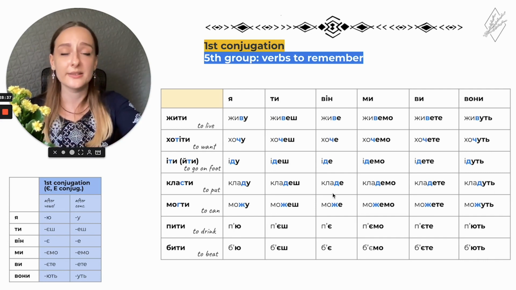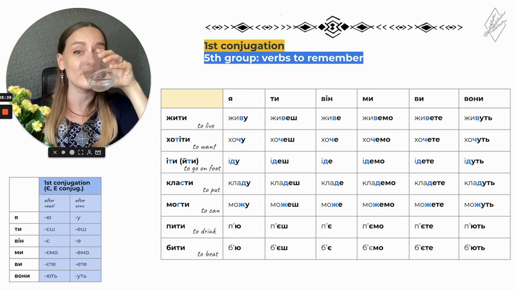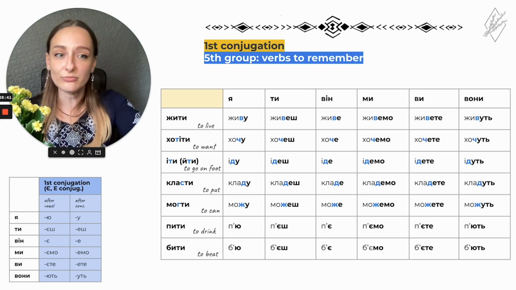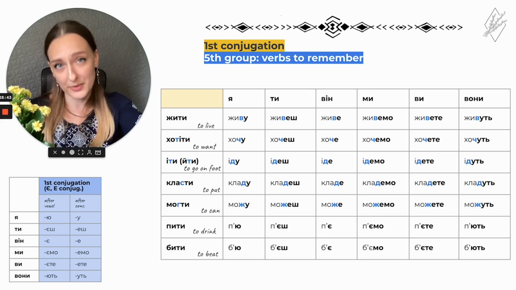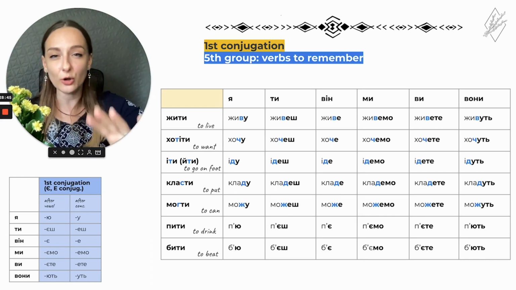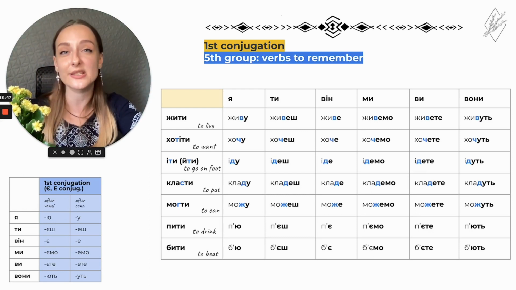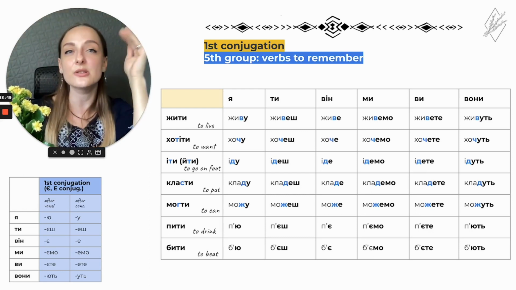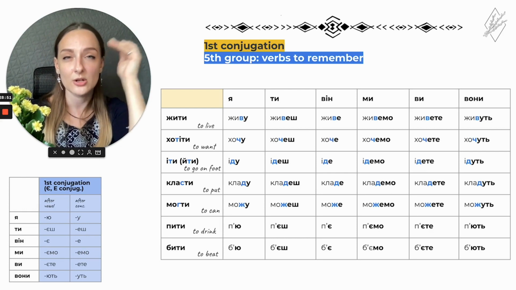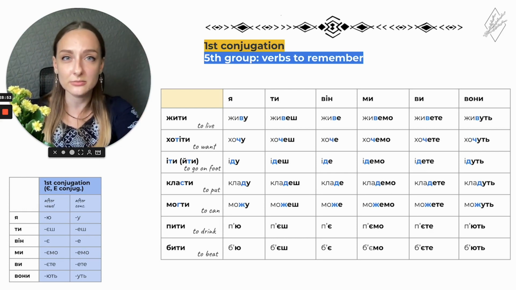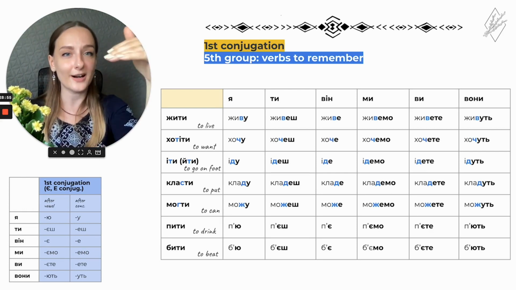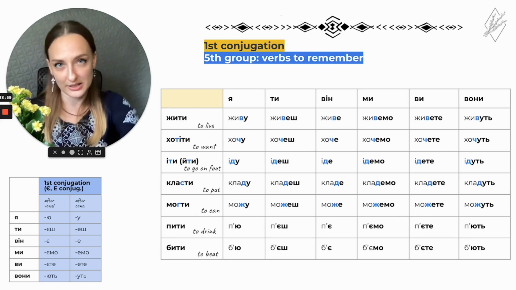So these verbs must be practiced a lot in order to remember them, okay? I hope this is clear. I hope you have written it down. We have finished with the first conjugation now. So verbs with the ending ати, яти, вати, ути, and the verbs to remember plus exceptions.